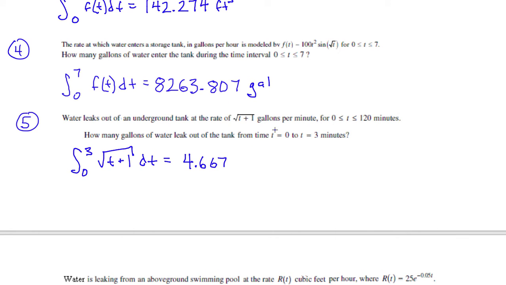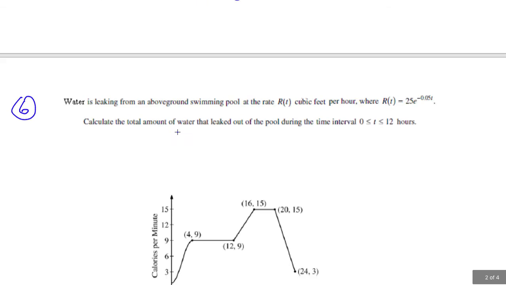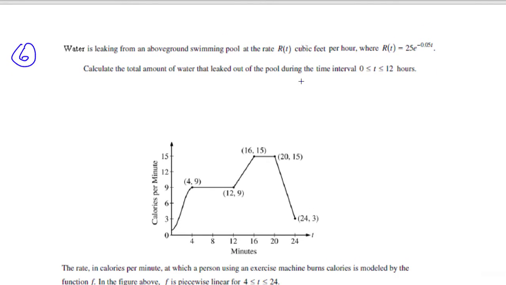4.667 rounding correctly. Our units are gallons. You get rid of the time, so it's just gallons. And there's our final answer. Number 6. All right, water is leaking from a swimming pool. There's our function. Probably going to need that.